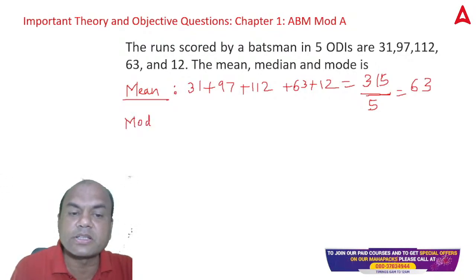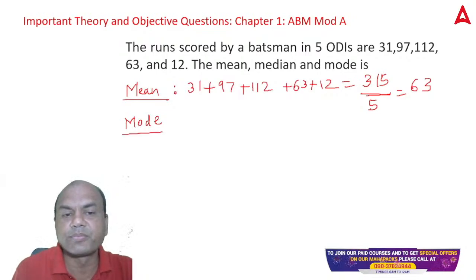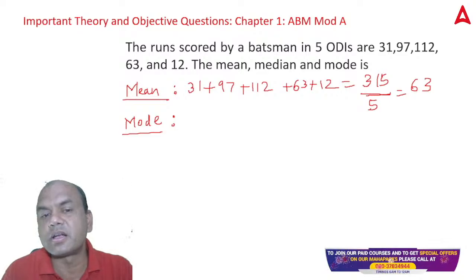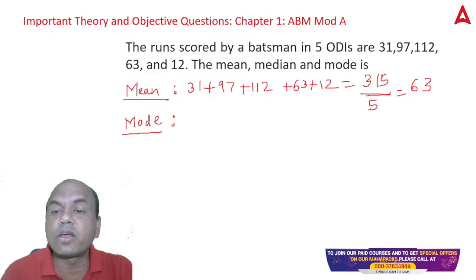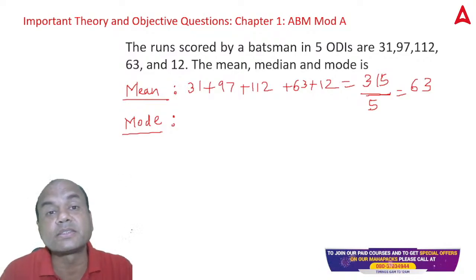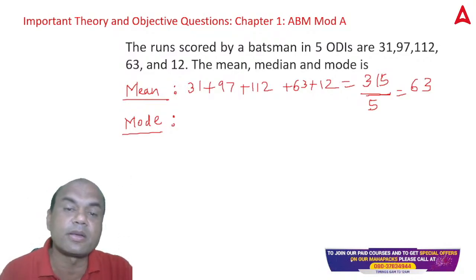Mode means what? Which is coming the maximum number of times. Who is coming the maximum number of times? 31, 97, 112, 63 and 12. None of them is repeated. If any would have been repeated, let's say 31 twice, then that would have been the mode. But here none of them is repeated.